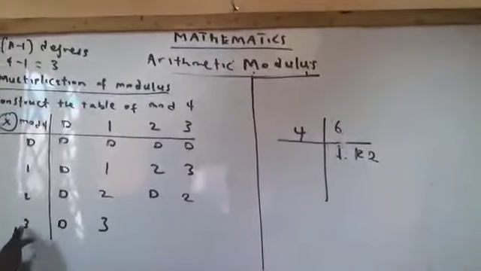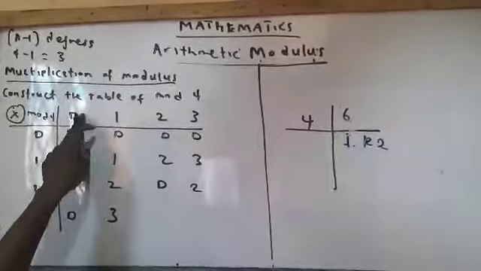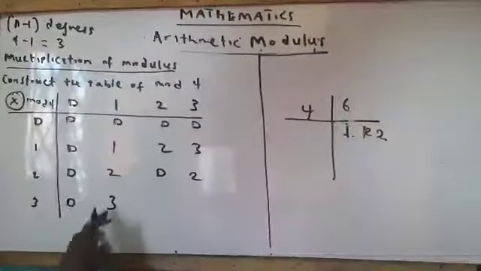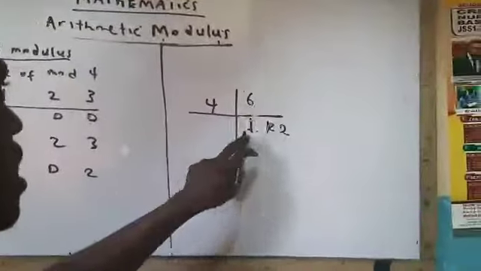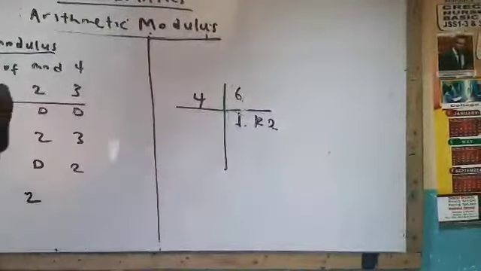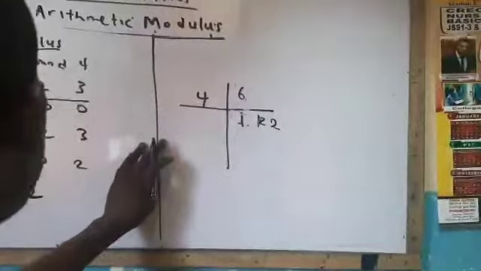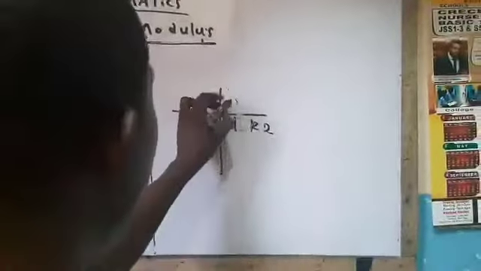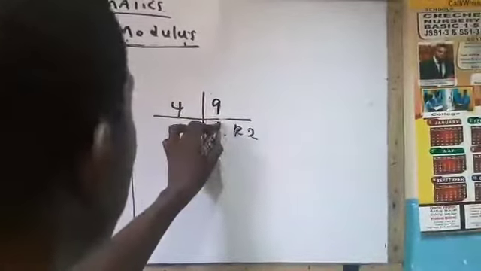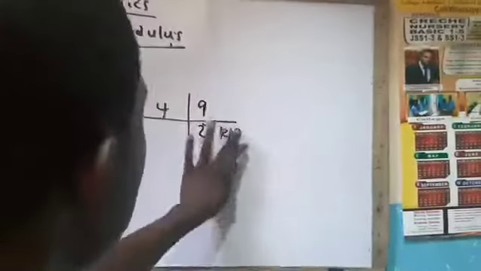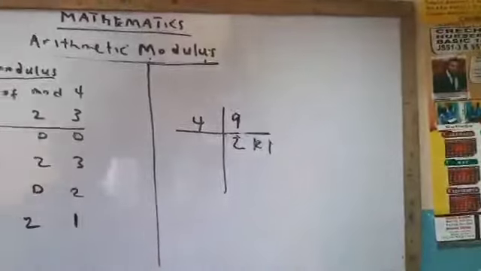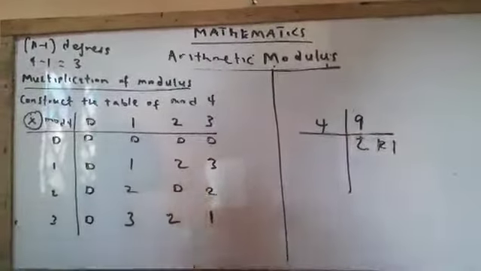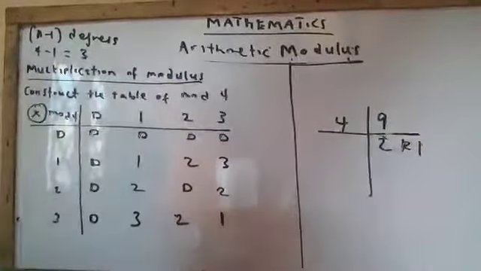Now let's come down to this place. 3 times 0, 0. 3 times 1, 3. 3 times 2, 6. 4 in 6, that's 1 remainder 2. 3 times 3 is 9. So 4 in 9, that's 2 remainder 1. So here becomes 1. So this is how we perform the multiplication of modulus table.